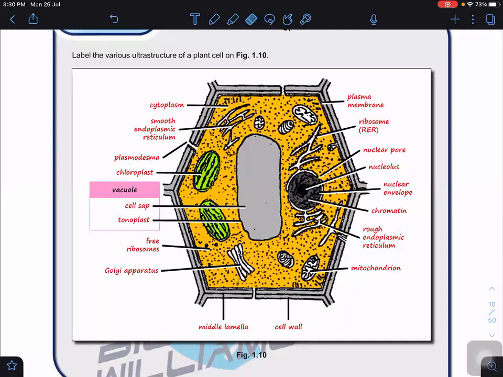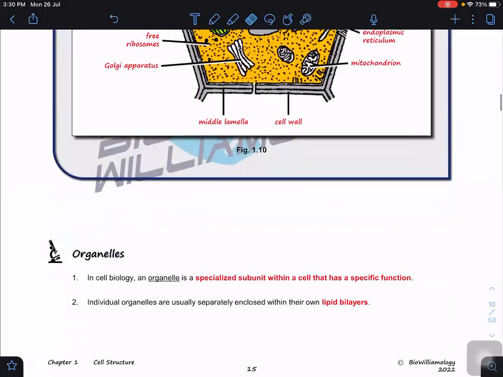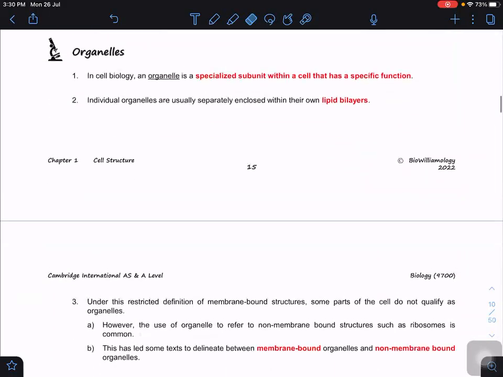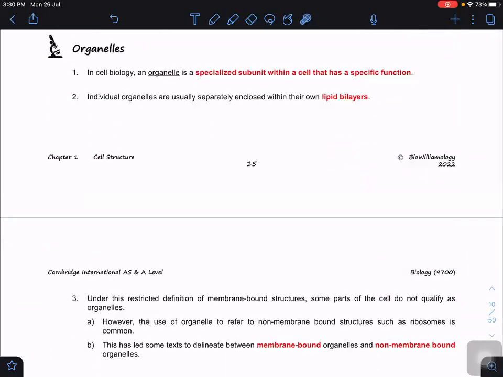So with this, I have done the ultrastructures. Now we continue with the organelles, a little bit of organelles. What is the definition of an organelle? An organelle is basically a specialized subunit within a cell that has a specific function. Generally, they have a lipid bilayer, more precisely known as the phospholipid.